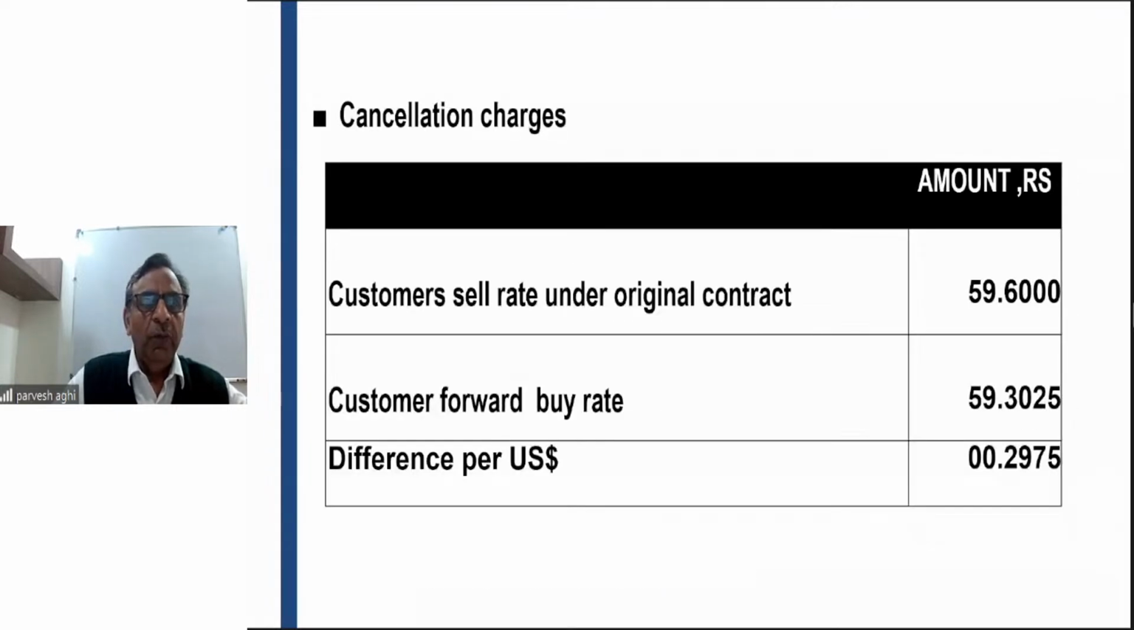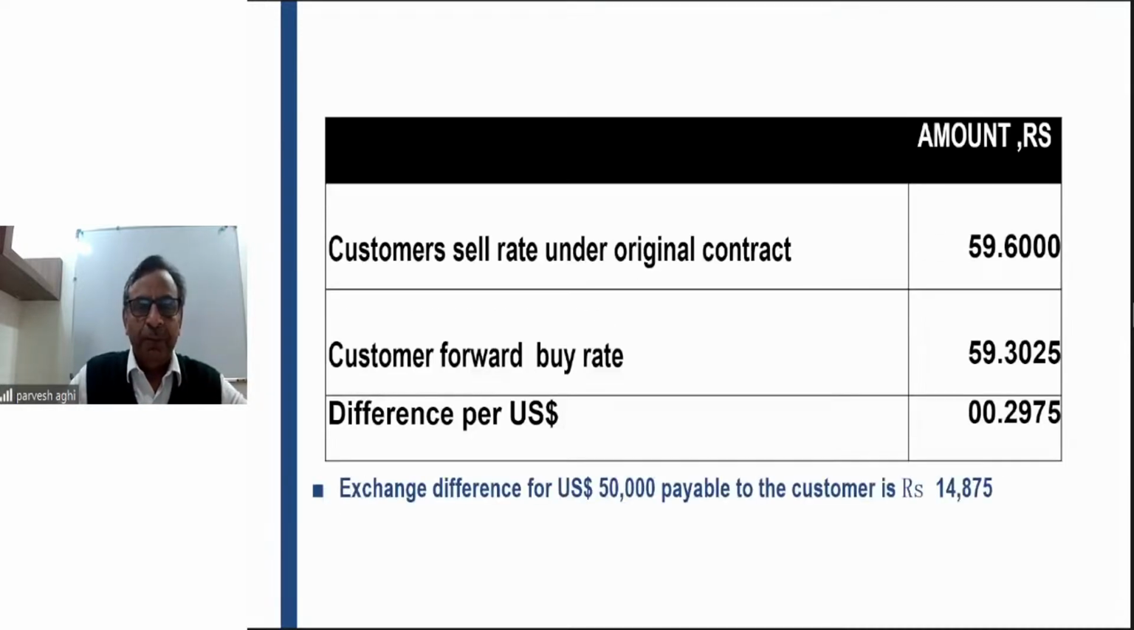Okay. So now the cancellation charges. Customer sells the original contract. He was selling his dollars at 59.60. Now he's buying the dollars from you at 59.30. Of course, it is done in a forward rate contract so that it gets synchronized with the original contract. So the original contract was to sell, a 3 month contract. So now 1 month is remaining. So they're going to enter into a 1 month forward contract to nullify the original contract. So the difference will be 0.2975.